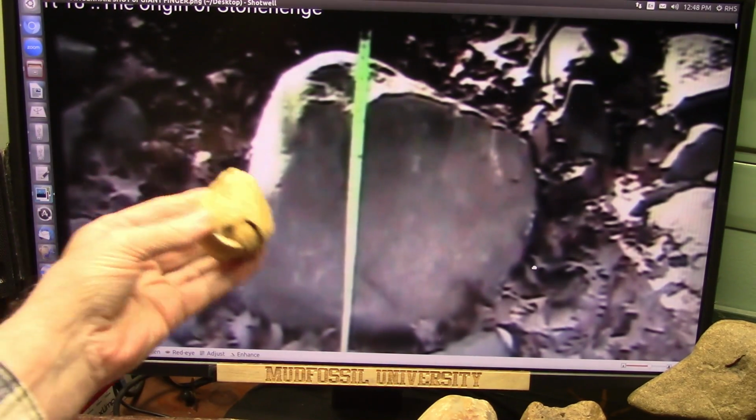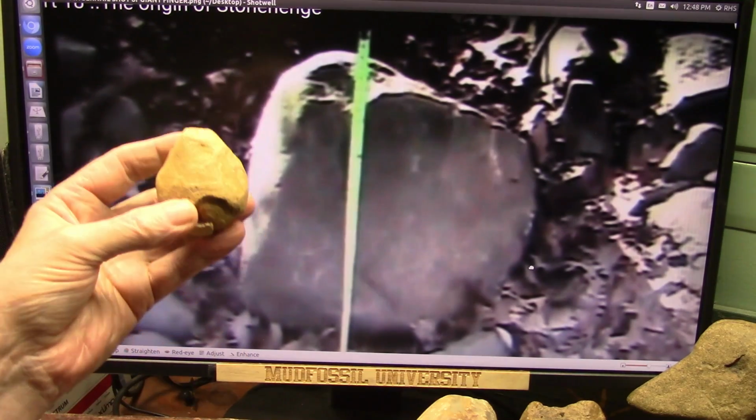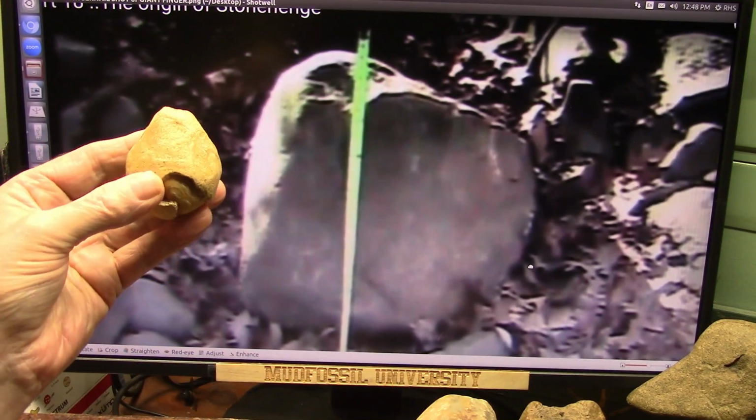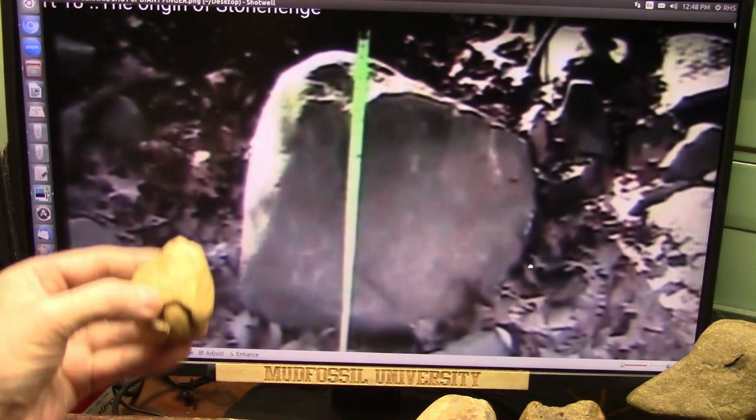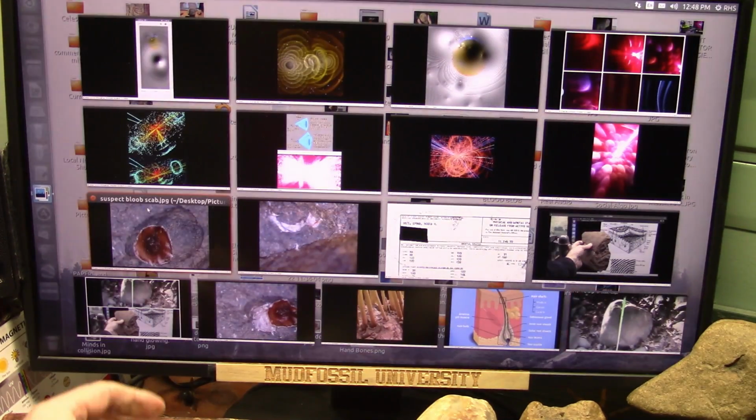This would be much, much bigger than that, whatever creature this came from. This would be a mile tall if it was a human. It's 1,000 times bigger than us. All right, and then I got all this other stuff.